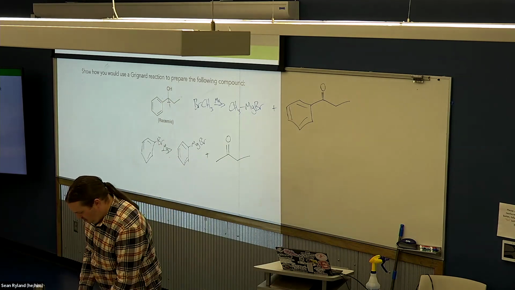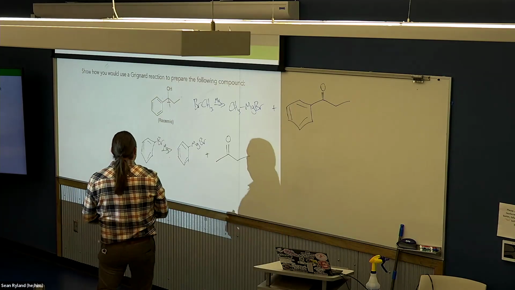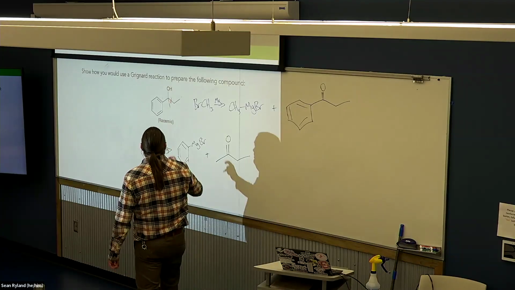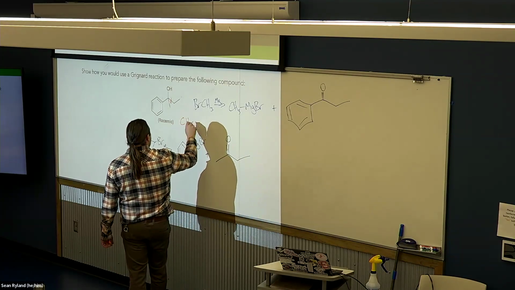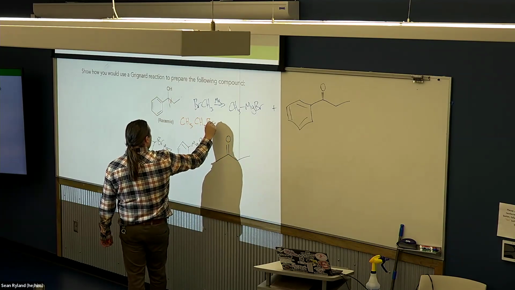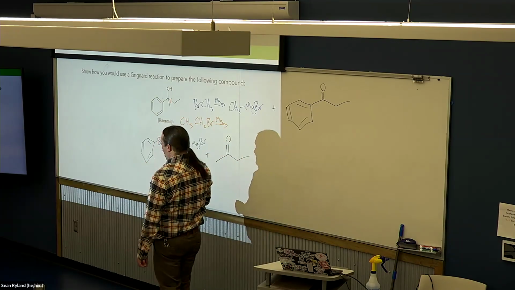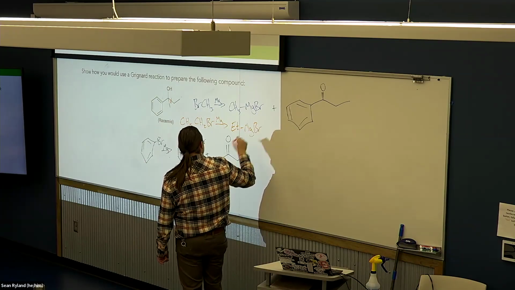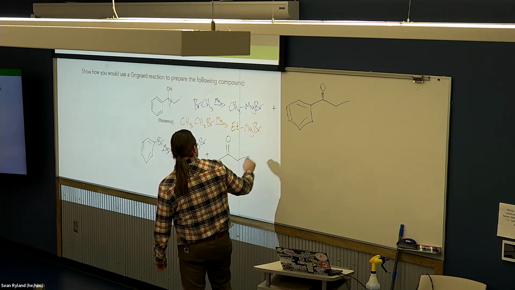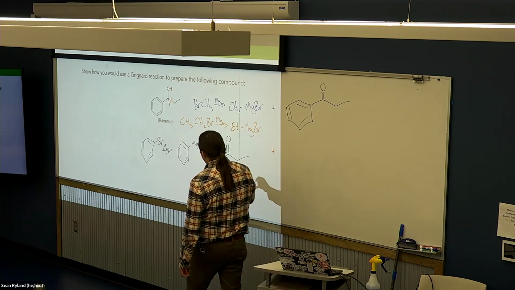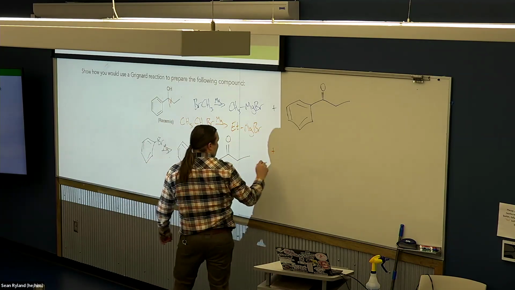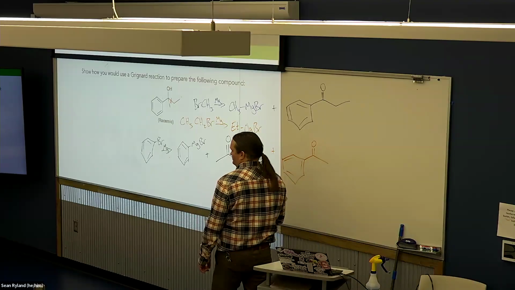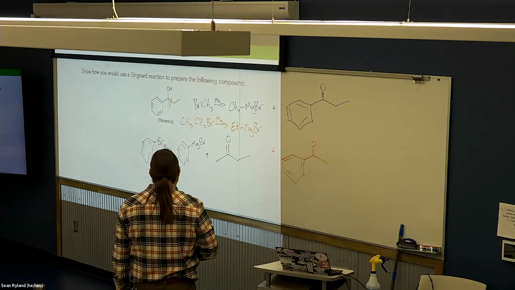What's the last possible choice? Well, then we would need bromoethane with magnesium to make our ethyl Grignard reagent, which would then be plus 2 carbons attached to a benzene ring, right?